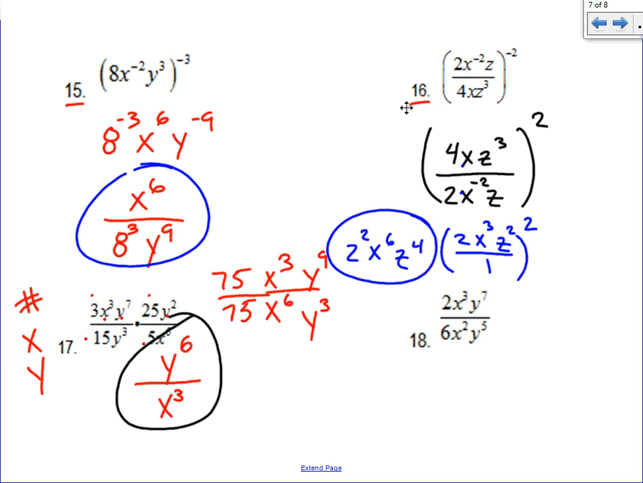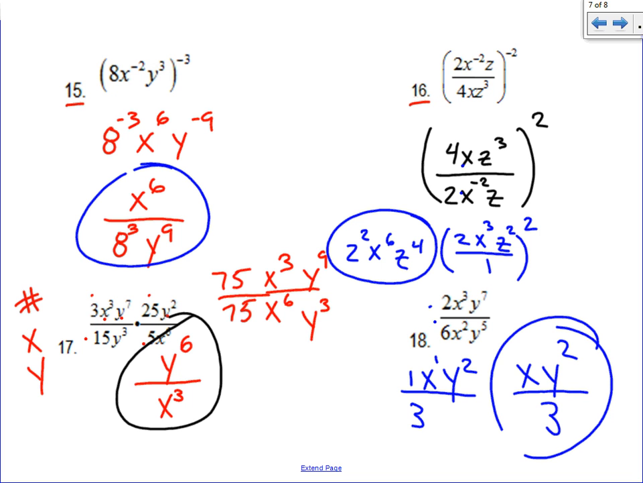All right. Problem 18, similar stuff here. 2 over 6 reduces to 1 over 3. X cubed over x squared. Remember, in a fraction, you can subtract exponents. That's going to give me x to the 1st. And y to the 7th over y to the 5th. Subtracting 7 minus 5, I get y squared. The normal way to write this would be xy squared over 3. Final answer. All right, moving on.